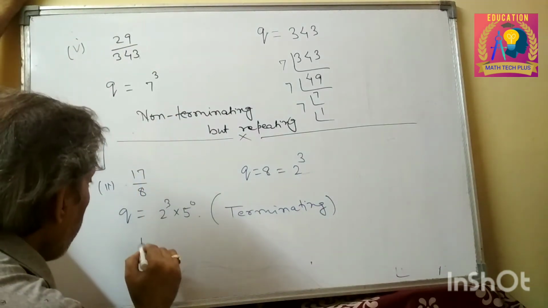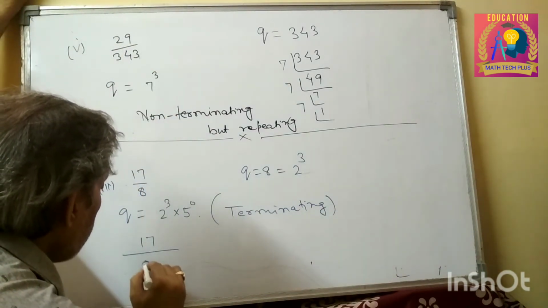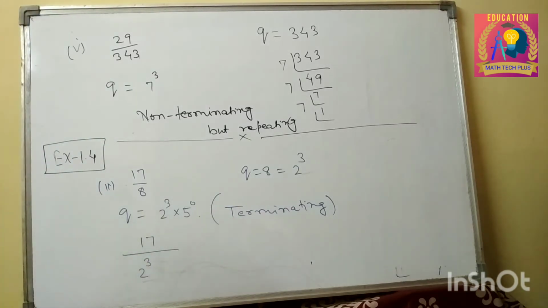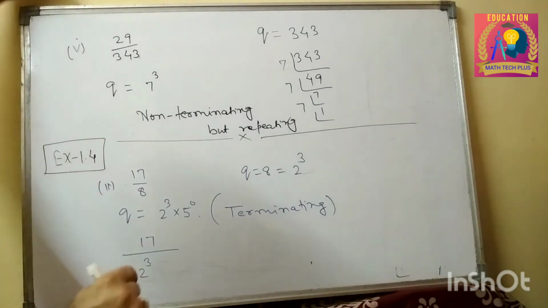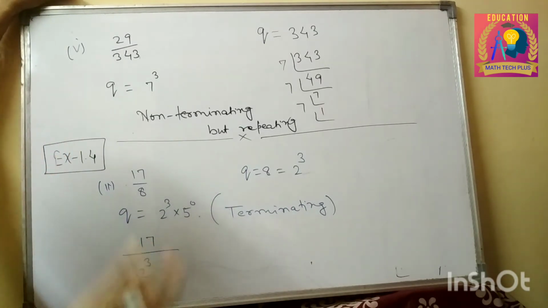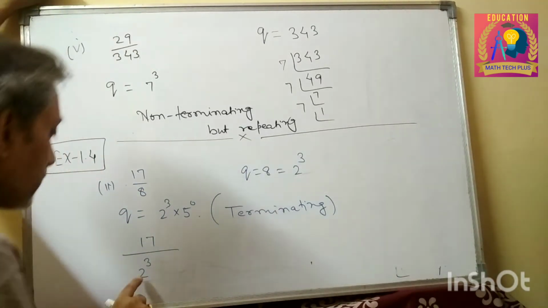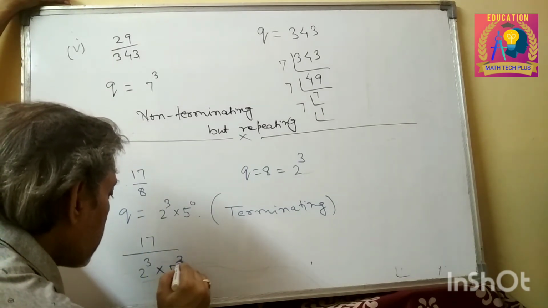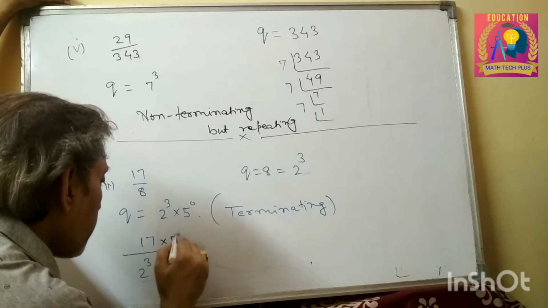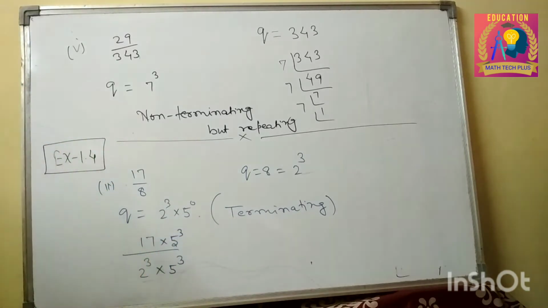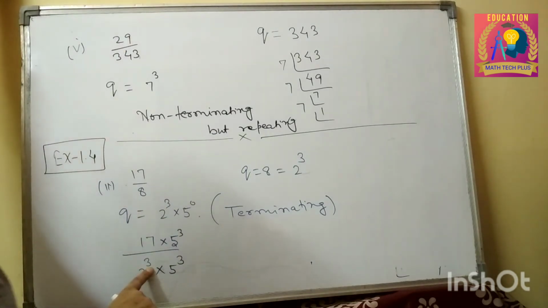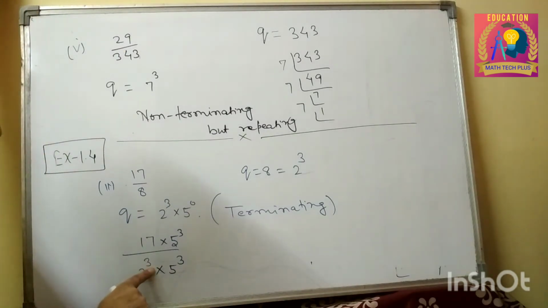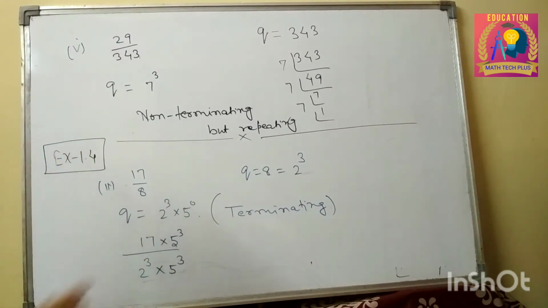So look, what we will do is 17 upon 2 raised to the power 3. Now whenever we need 0, if you multiply 2 by 5 you will get 0. Since we have three 2's here, we will multiply numerator as well as denominator by 5 raised to the power 3. Why 5 raised to the power 3? Because here the power of 2 will decide. If the power of 2 is 4, then multiply by 5 raised to the power 4. If the power of 2 is 5, then 5 raised to the power 5. So this power will decide.